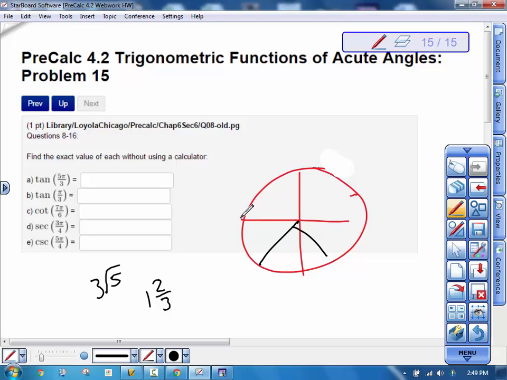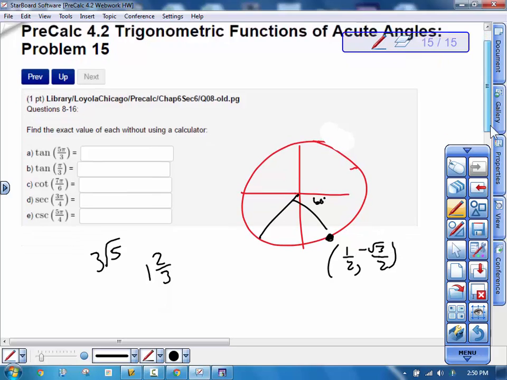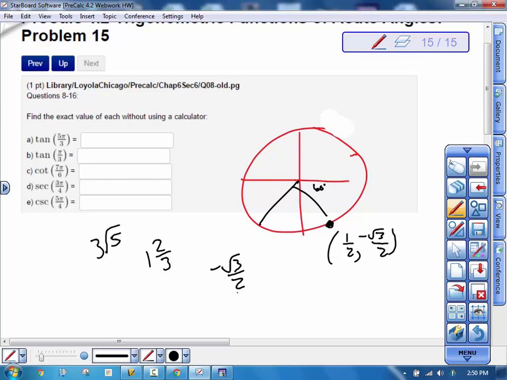So it'll be 1 pi plus 1, 2. So it'll be to here, where this is a 60-degree angle then. And so those exact values on our formula sheet are 1/2 comma negative square root of 3 over 2. If we want the tangent of that, that's sine over cosine. So that's negative square root of 3 over 2 divided by 1/2, which is the same as multiplying by 2 over 1. So that gives me negative square root of 3.